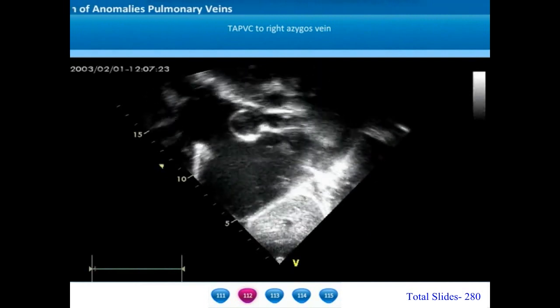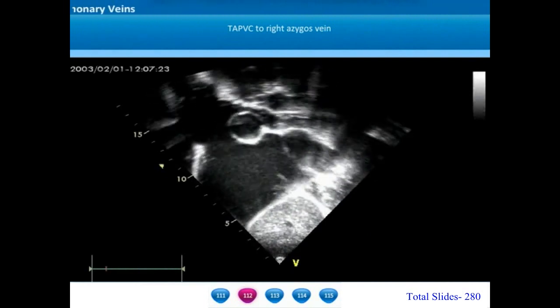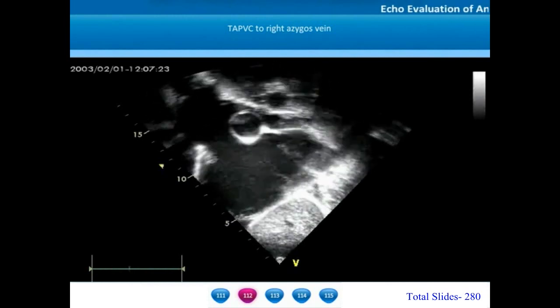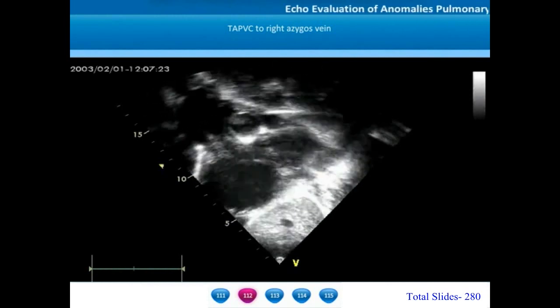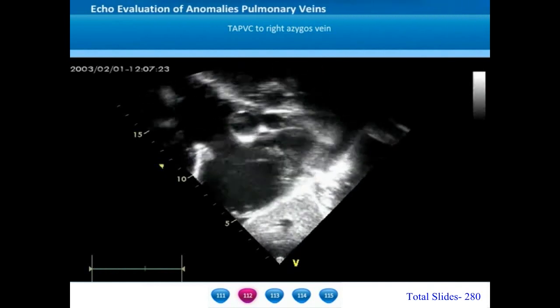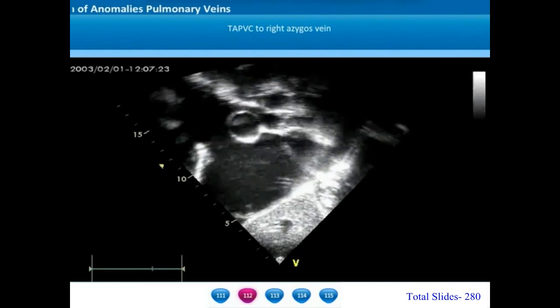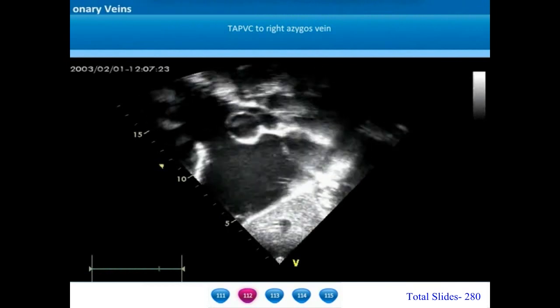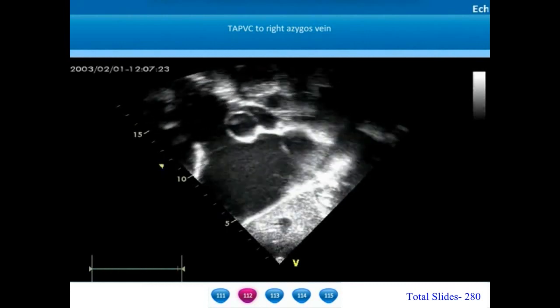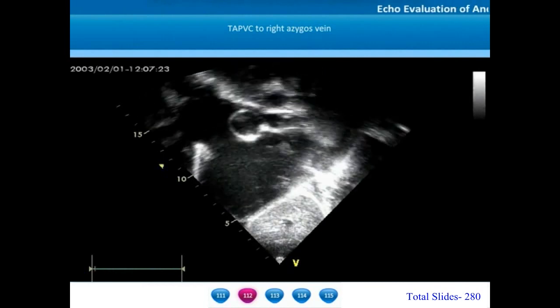So far, we had seen three different examples of right superior vena caval type of TAPVCs. The first example was with formation of a right vertical vein without obstruction. The second example was formation of a right vertical vein which was getting obstructed at the bronchopulmonary vase. The third example was a direct drainage of the confluence to the right superior vena cava without an ascending vertical vein. Let us move on to another type of right superior vena caval TAPVC.